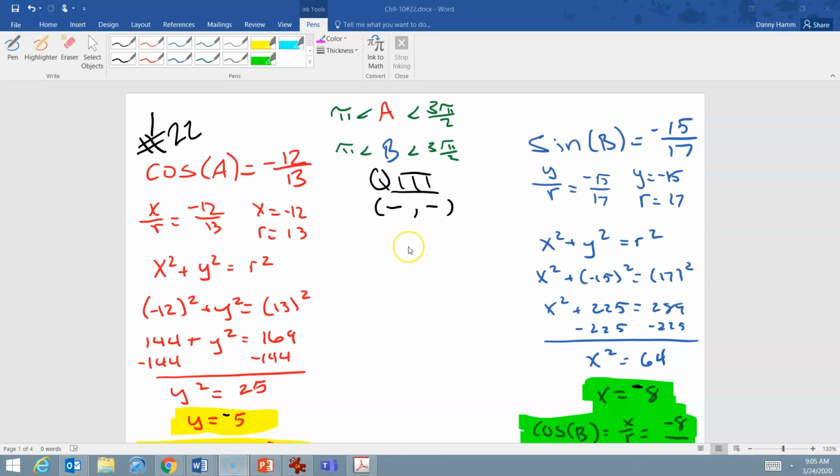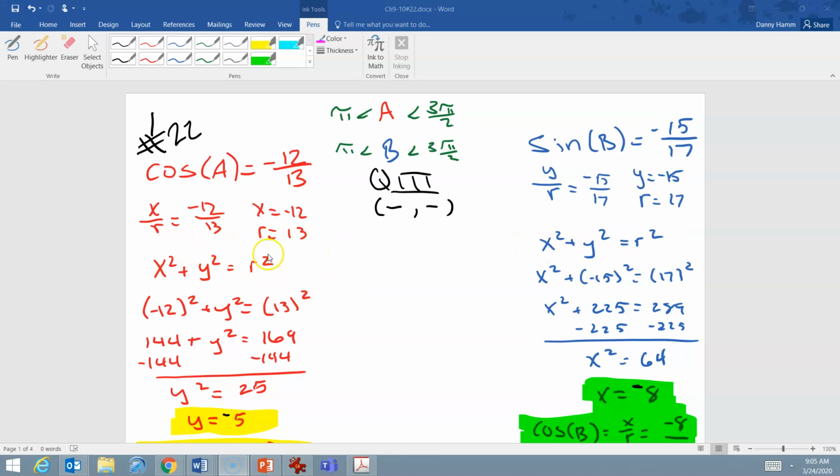So before you even get started on this problem, we have to know what is cosine of A, sine of A, tangent of A. So we're already given cosine of A, so we need to do work to find sine of A and tangent of A. And the same thing for sine of B. We need to know cosine of B as well as tangent of B.